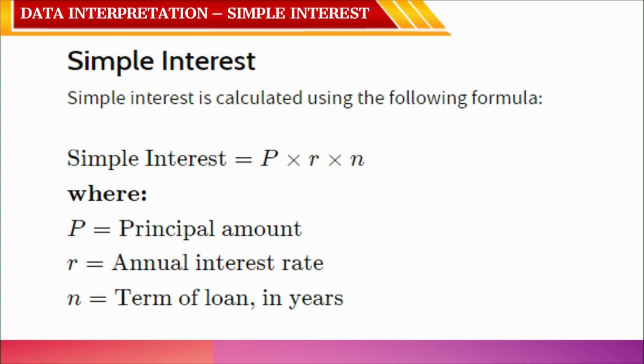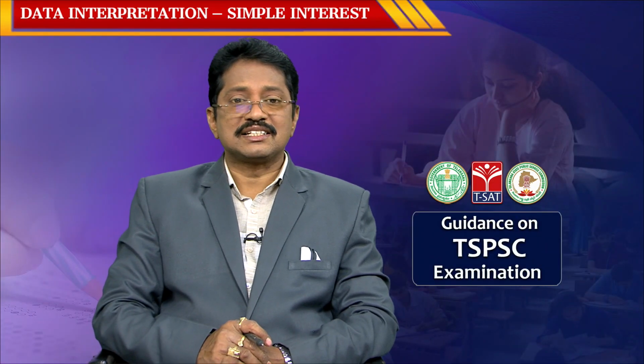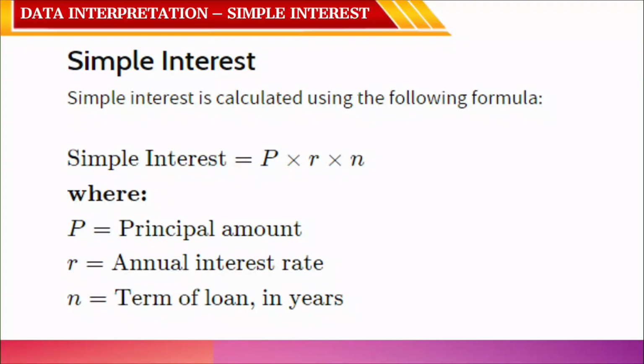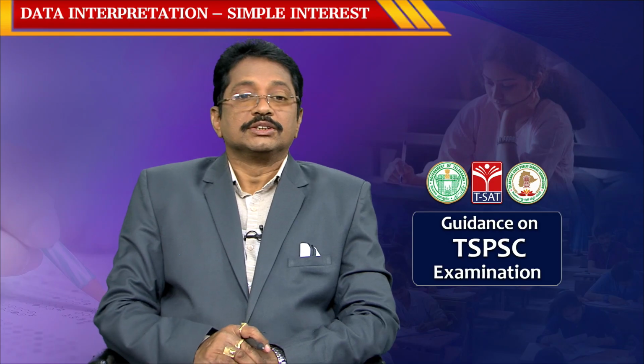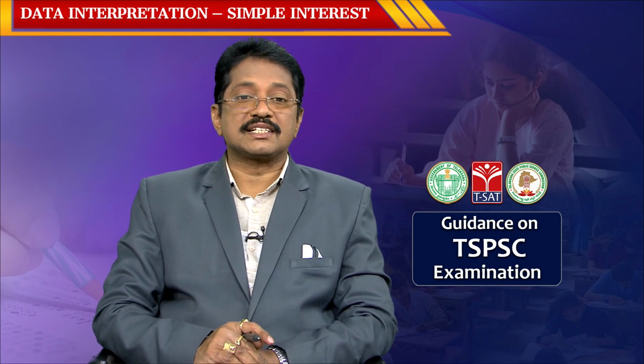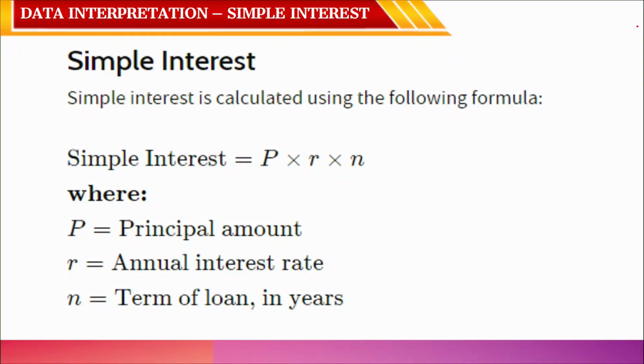We will say simple interest is PTR by 100, or PNR by 100. The simple interest is calculated using the following formula: simple interest equals PTR by 100. Actually, the 100 is not typed here, that is the reason I added this PTR by 100. Sometimes we call it PNR by 100 also.